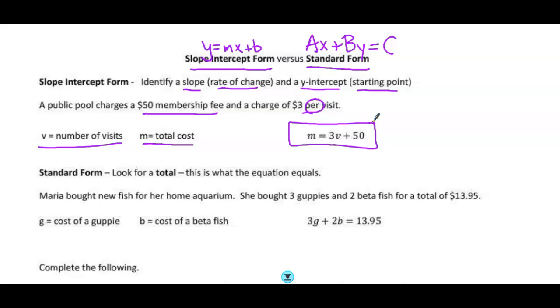Now, this lesson is on standard form. And when you have standard form, you're going to look for a total. This is what the equation equals. So you'll put equals whatever that total is.